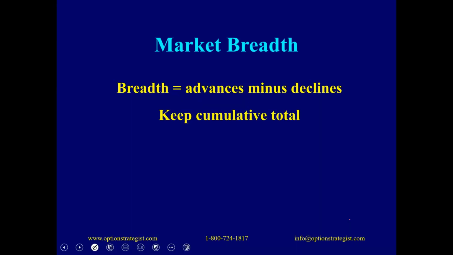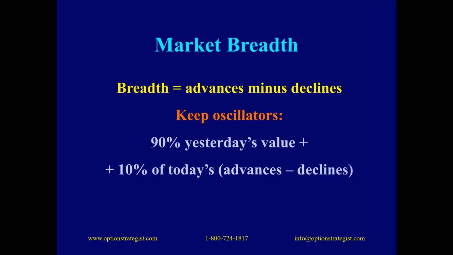Anyways, let's move on. Market breadth: there are a couple of things we can do with it. One is to keep a cumulative total. Every day we take advances minus declines and keep a running total of that. And secondly, we can keep an oscillator. Our oscillator is defined as today's oscillator value is 90% of yesterday's value plus 10% of the difference between today's advances and declines.